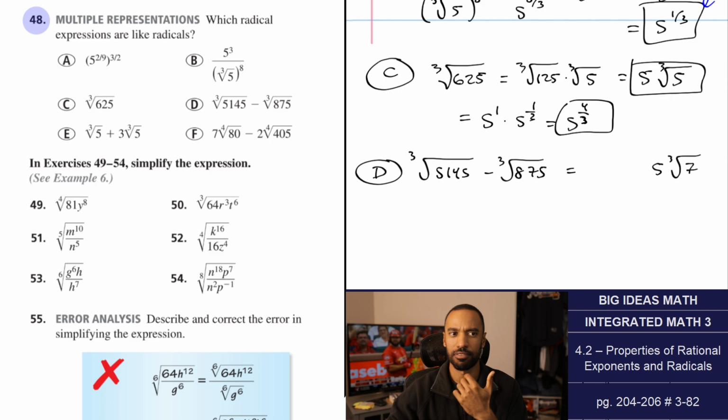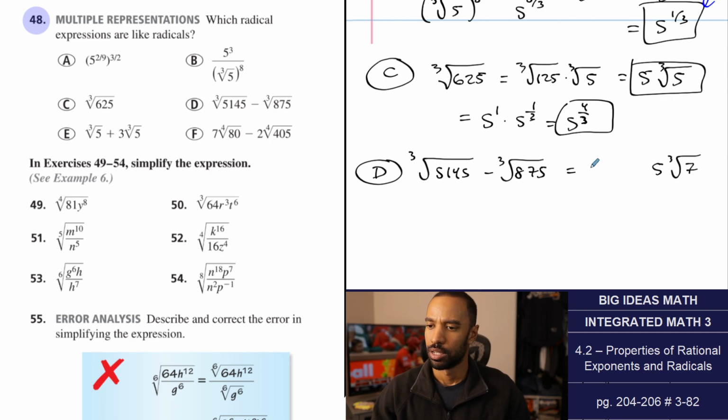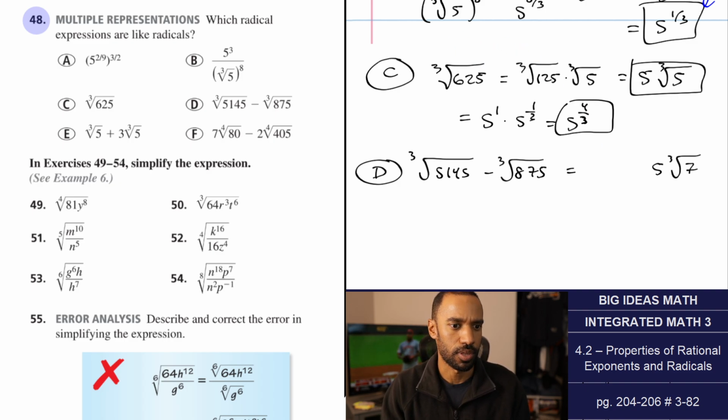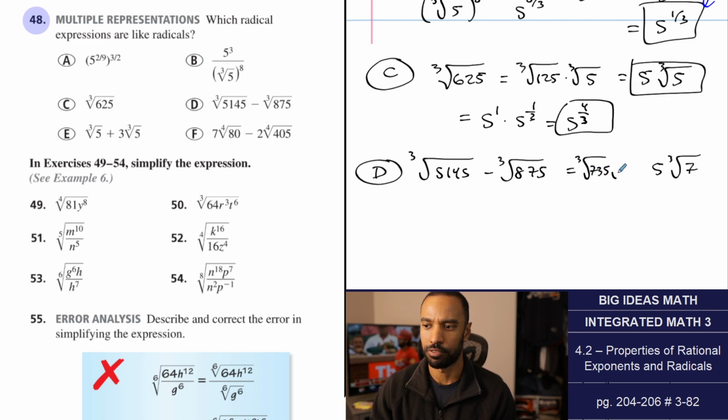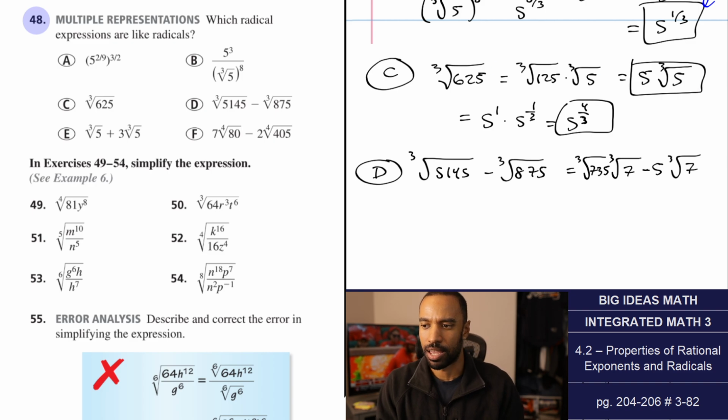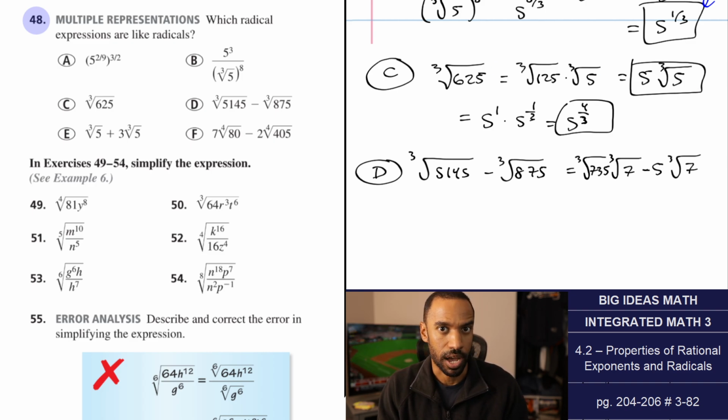5,145 divided by 7 is indeed 735. So you know what? Let's divide it by 125 instead. 5145 divided by 125. Oh, that doesn't work out. So this breaks up into the cube root of 735 times the cube root of 7, and then minus that. Unless 735 is a perfect cube, which it's not, I don't really know what I can do with that.